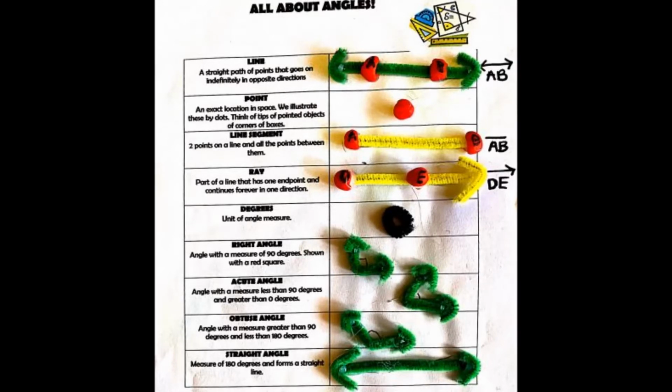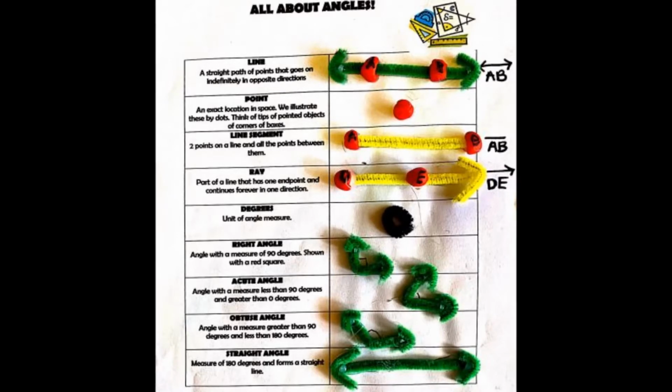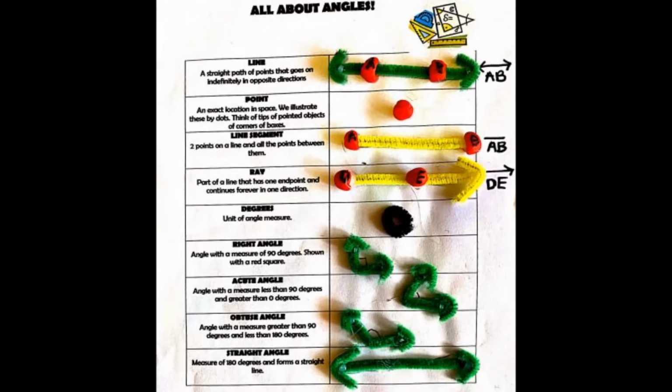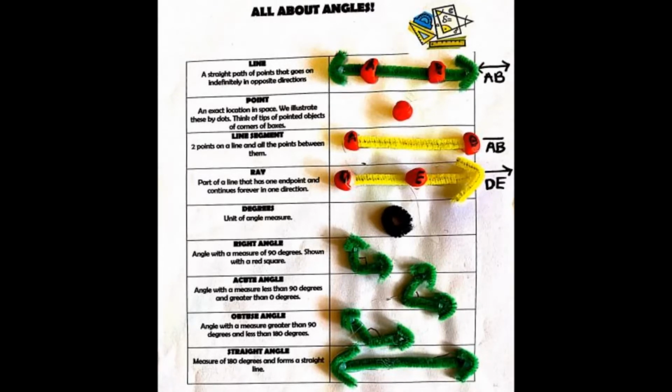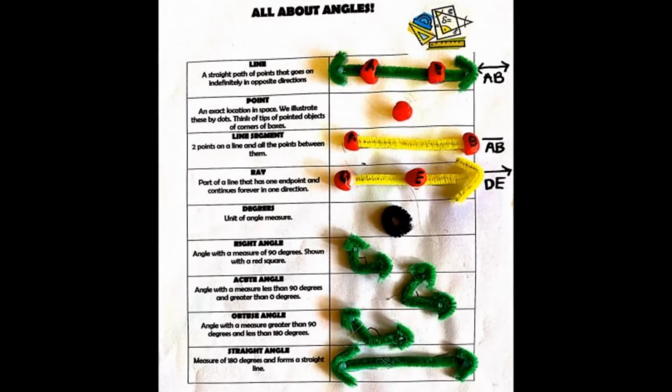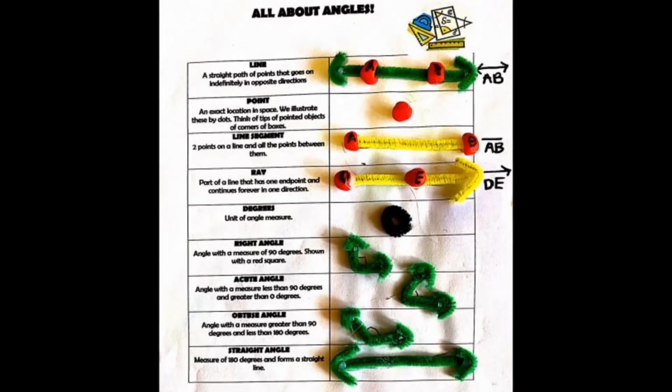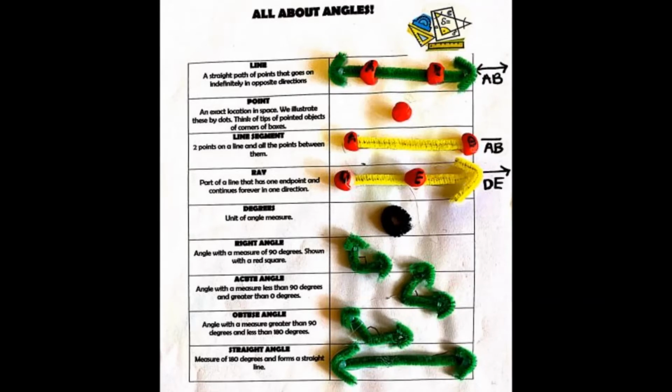The next term is a point. A point is an exact location in space. We illustrate these by using dots. Think of tips of pointed objects or corners of boxes. Next term is a line segment. A line segment is 2 points on a line and all the points between them. So with our pipe cleaner, we're going to make 2 points on the end of our line segment. And this can be denoted as seen to the right of the pipe cleaner, line segment AB.